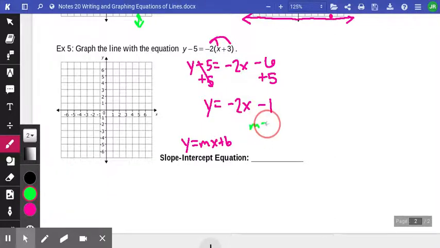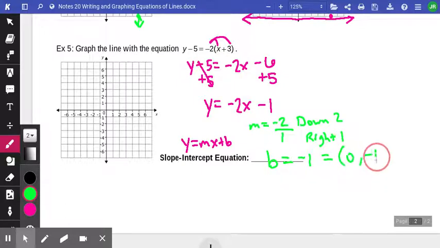of x, is negative 2. Since I'm graphing, I'm going to write that as over 1. This tells me to go down 2, and my 1 tells me to go right 1. The y-intercept is what's after x, which is negative 1. So my b is negative 1, which if I write that as an ordered pair, it's 0, negative 1.